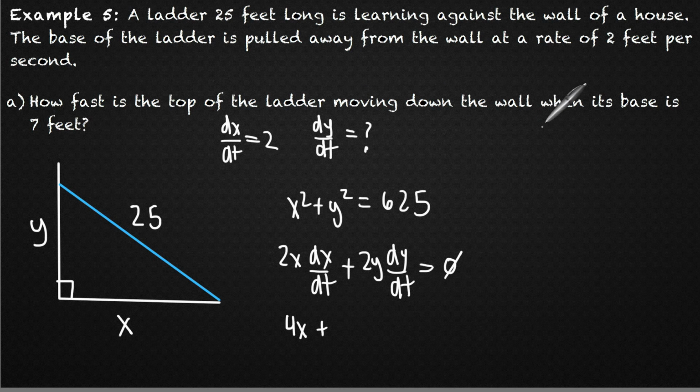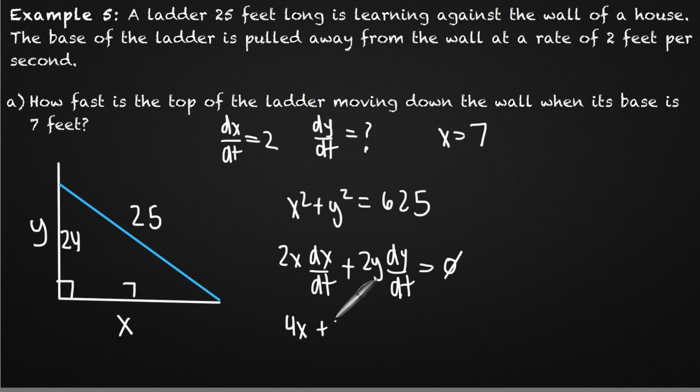Now let's just see here. It says moving down the wall when its base is 7 feet. So this is when our x is 7. Now remember, if we just press pause on the DVD here, this ladder is always 25, and at that instant, and only at that instant, this is 7. So if we do the Pythagorean theorem, you'll have a calculator for these problems. You'll quickly find out that at that instant, and only at that instant, the y is 24. It's a special right triangle, 7, 24, 25.